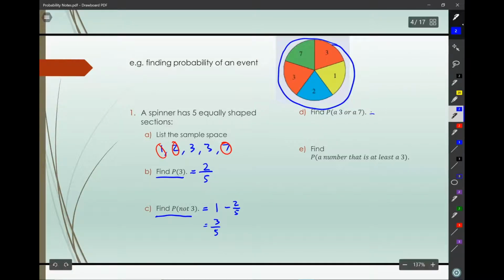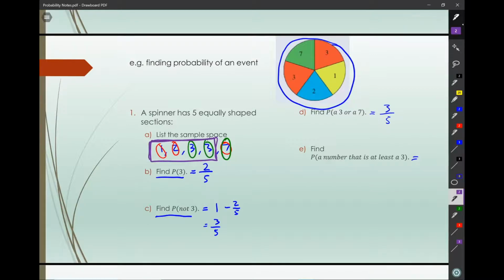And then the probability of a 3 or a 7, that means one of the 3s or the 7. We have 3 possible favourable outcomes. And again, there's still 5 total outcomes. Probability of getting at least a 3, in that case, all of these numbers are options. 1, 2, 3, and 3. They're all at least 3. The only unfavourable outcome here is the 7. So this one is 4 over 5.